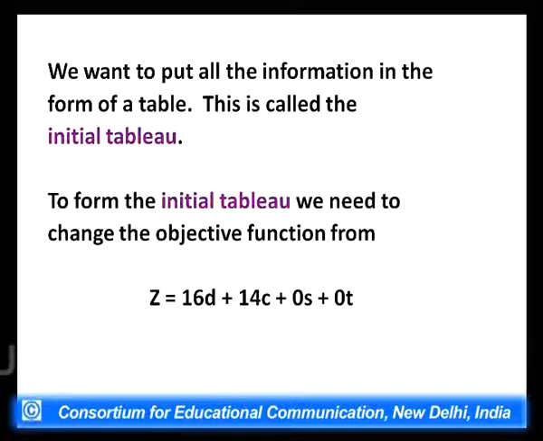In this equation our objective function is z is equal to 16d plus 14c plus 0s plus 0t. Now just look at this equation, and this is going to be modified, and this is the modified equation. 0 has been taken on one side, all other expressions are taken on the other side. Z minus 16d minus 14c minus 0s minus 0t is equal to 0. So this is a modified form of the objective function, and this form is going to be used in our simplex method and its solution.